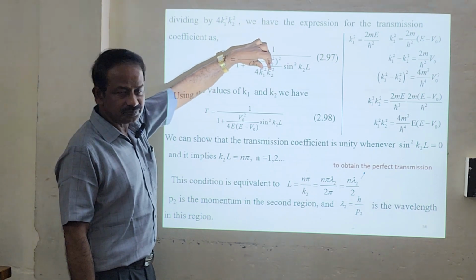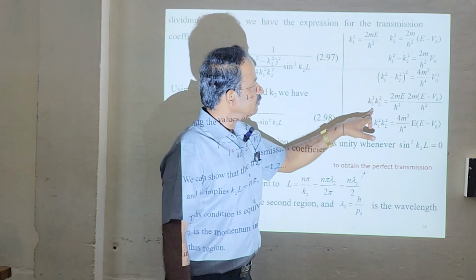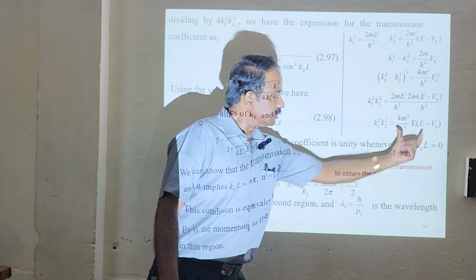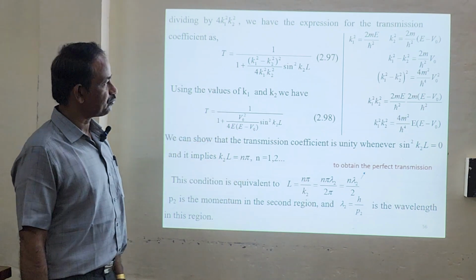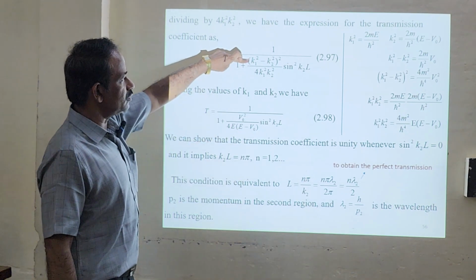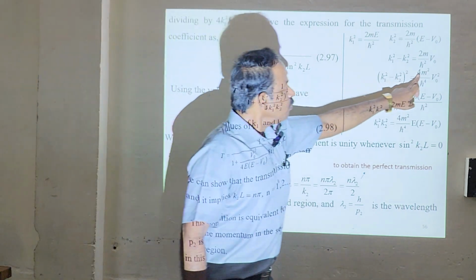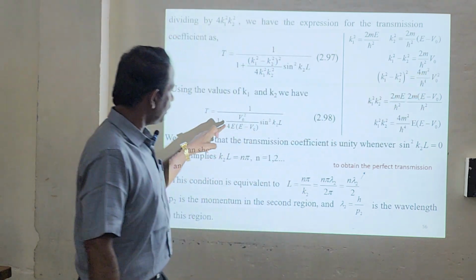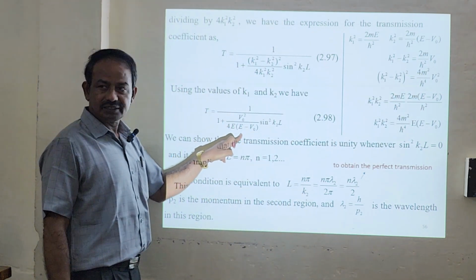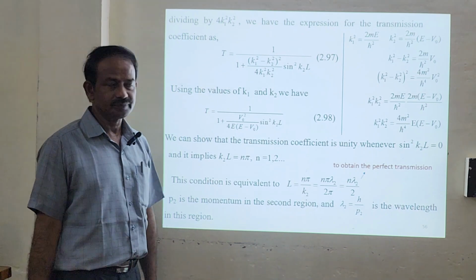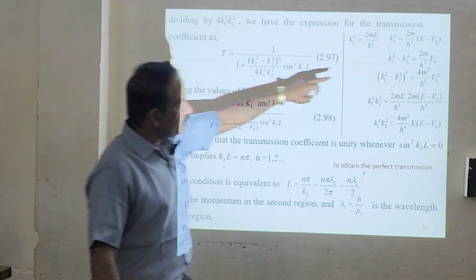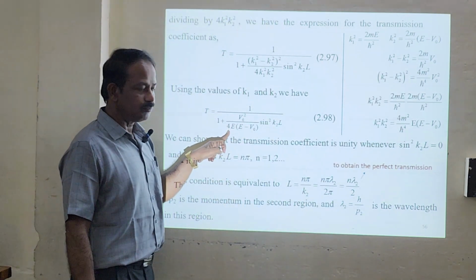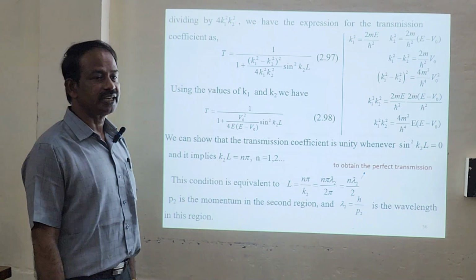You multiply these two. That will give you k1 squared k2 squared is this expression. You substitute here. So instead of (k1 squared minus k2 squared) whole squared, that will give you 4m squared by h bar squared. Correct. So this term and this term will go off. You have V0 squared divided by 4E(E minus V0). These two terms are the same, so you just cancel this one. You will have V0 squared divided by 4E(E minus V0) sin squared k2L.